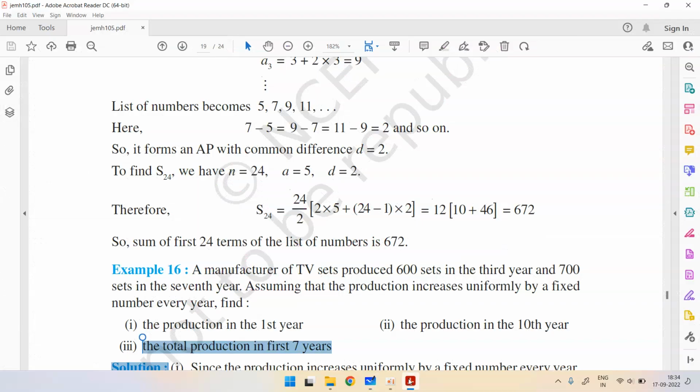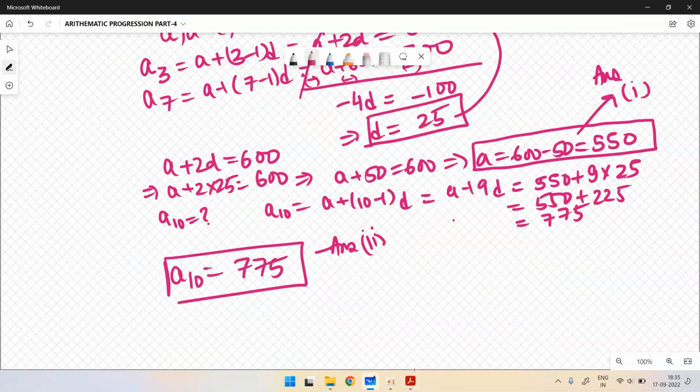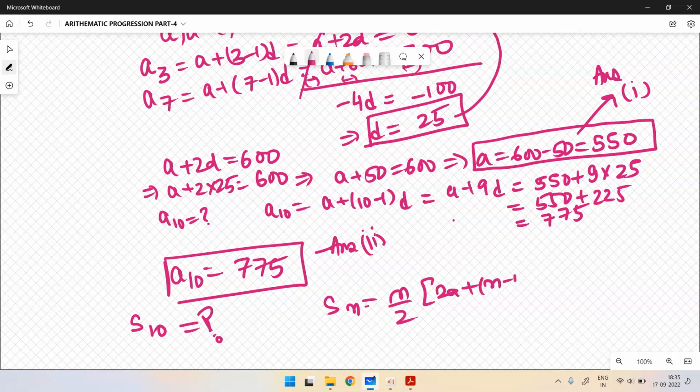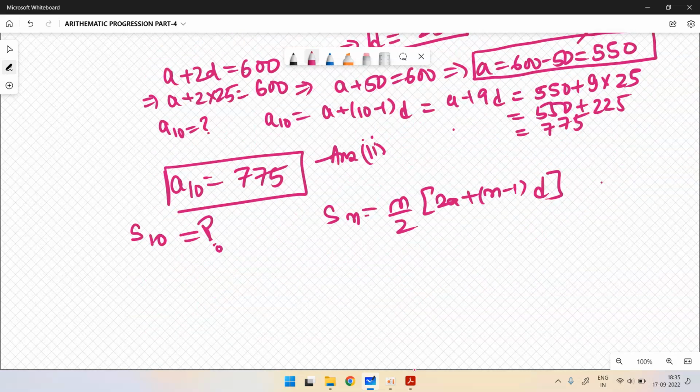Now what is the total production in 7 years? The total production we need to find is nothing but S of 10, and you know that S of n is n by 2 into (2a plus (n minus 1) into d). Now applying the formula and putting in the values, S of 10, in place of n you write 10, so this is 10 by 2.